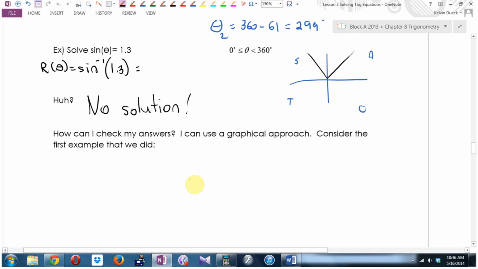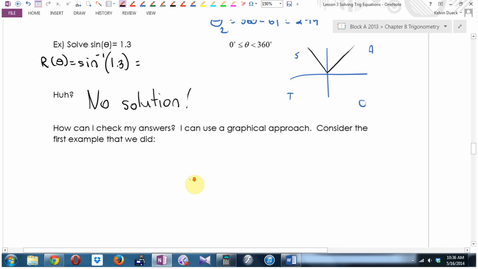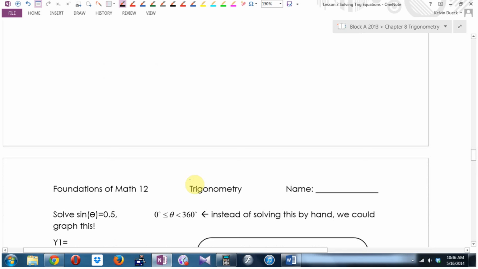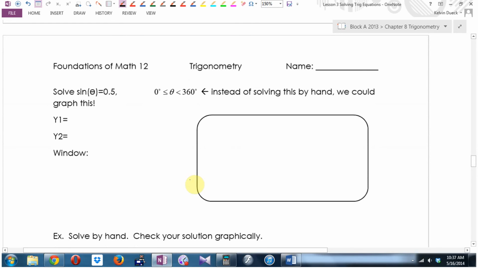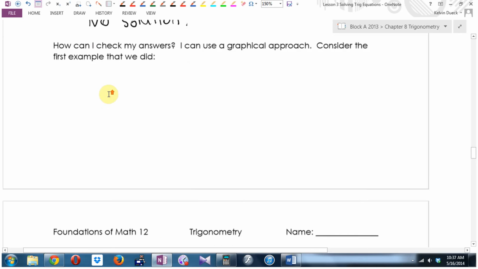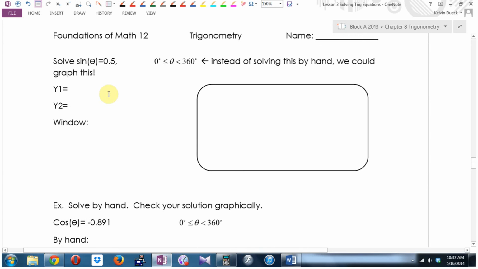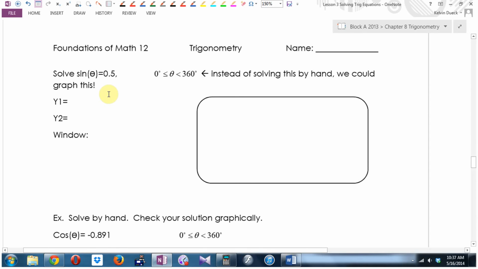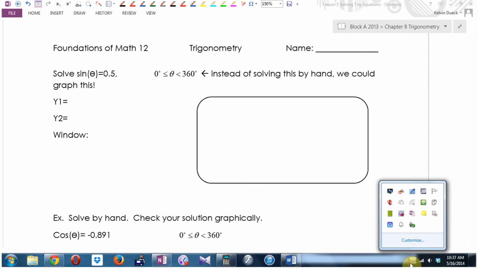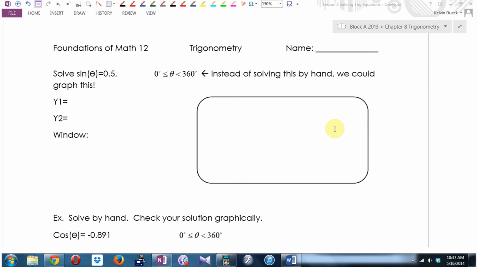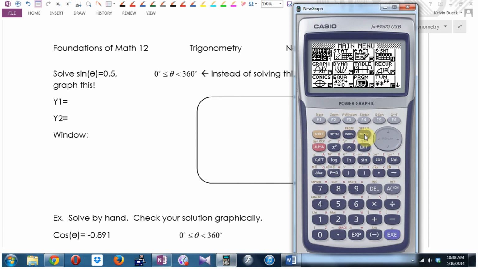How can I check my answers? Well, I've showed you how to do it by hand, but there's another visual way. I can use a graphical approach. Consider the first example that we did, which was solve sine theta equals 0.5. I think that was the first example, wasn't it? Instead of solving this by hand, we could graph this. Now all of you want to have your graphing calculators out. So get out your graphing calculator and go into your graph menu.